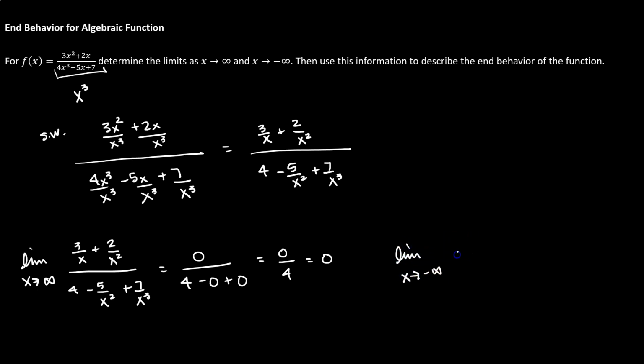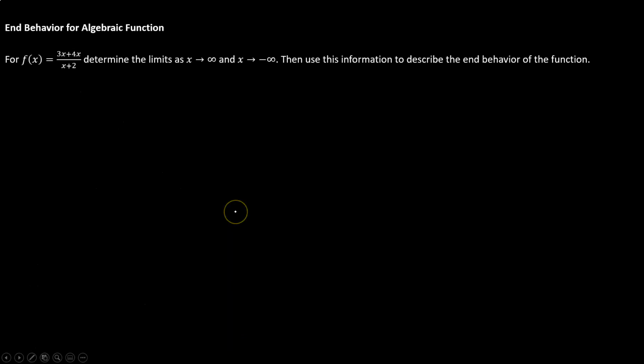I should write that in there, huh? 3 over x plus 2 over x squared, over 4 minus 5 over x squared plus 7 over x cubed. This also goes to 0. So then we would say that we have a horizontal asymptote at y equals 0.